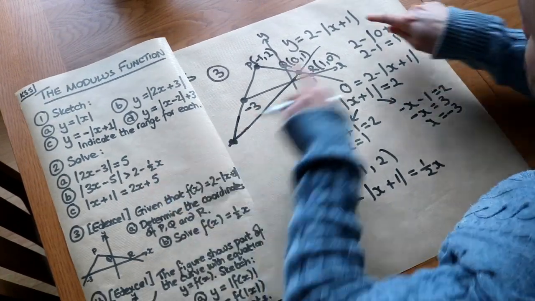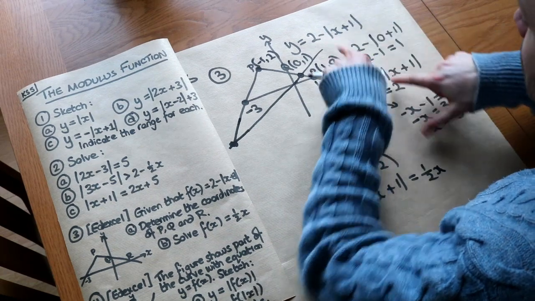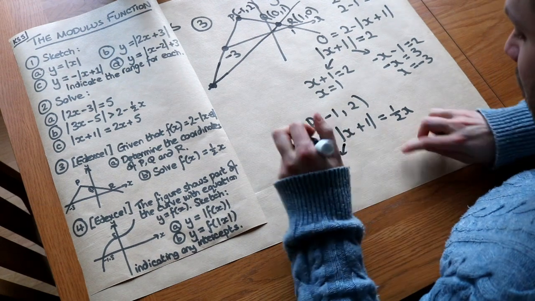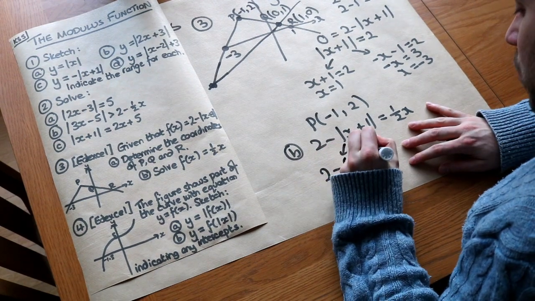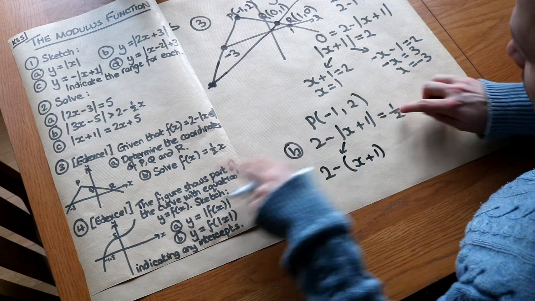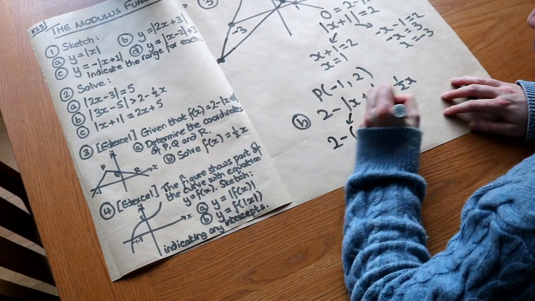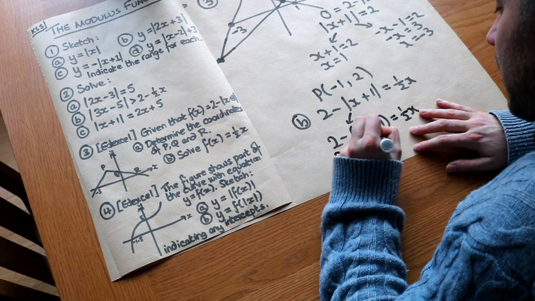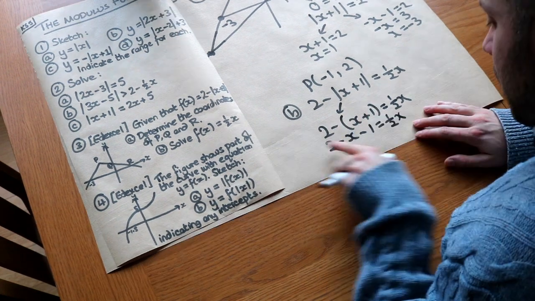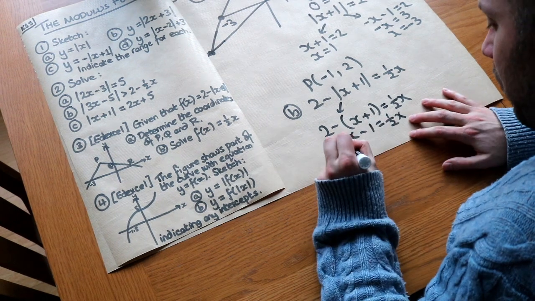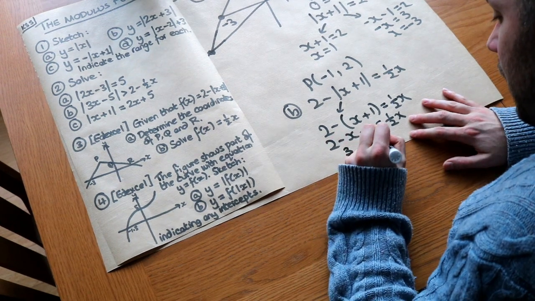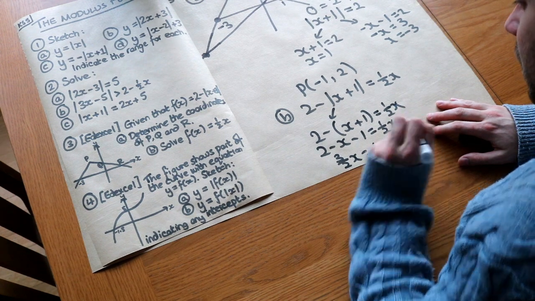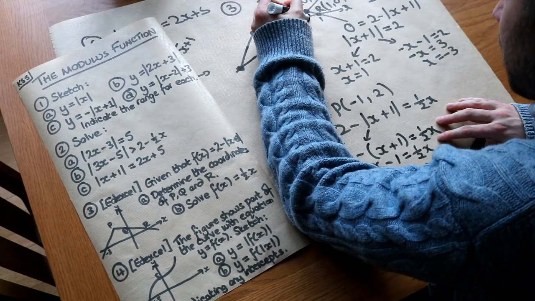Now, note, it's important to think of the modulus as brackets as well. So if we do 2 minus the positive version of this, it's positive x plus 1, but in a bracket, because the modulus does behave as brackets as well, equals half x. So that's 2 minus x minus 1 equals half x. Now if we add the x over here, we get 3 over 2 x. And the 2 minus 1 is 1. So that gives us x is equal to 2/3. So this here is an x value of 2/3.